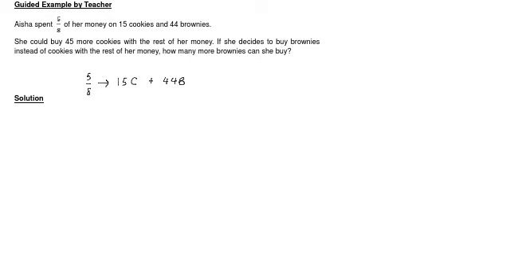Now she could buy 45 more cookies with the rest of her money. So the rest of her money is actually 3/5, right? Not 3/5. It's actually 3/8, because I know that 1 whole minus 5/8 will give us 3/8. So that means the rest of the money is 3/8. And 3/8 will get her 45 more cookies.